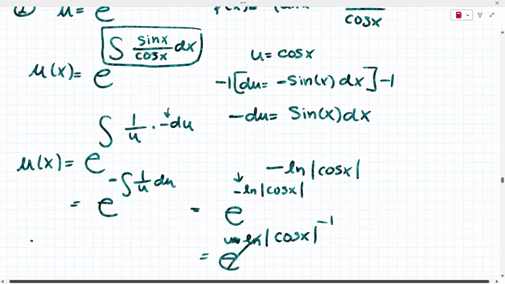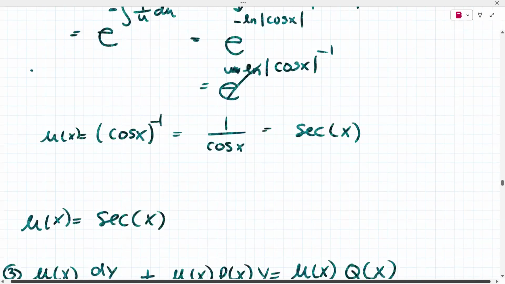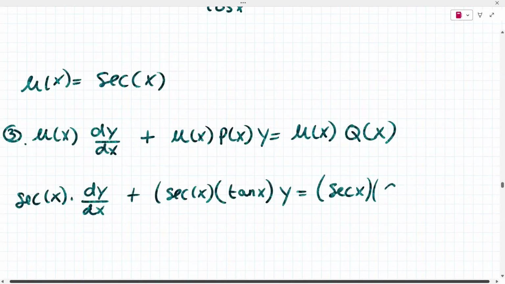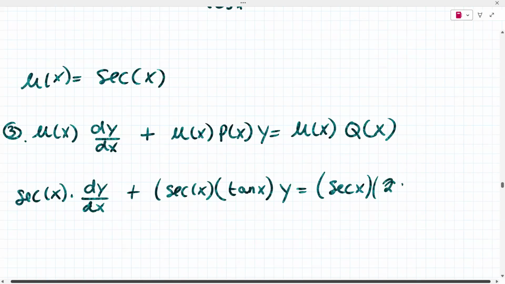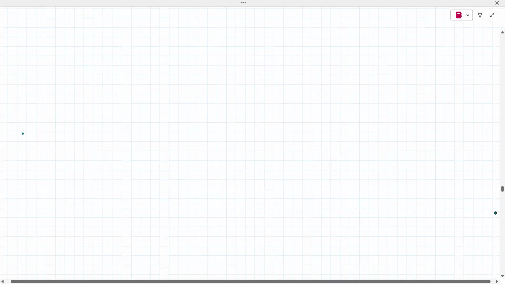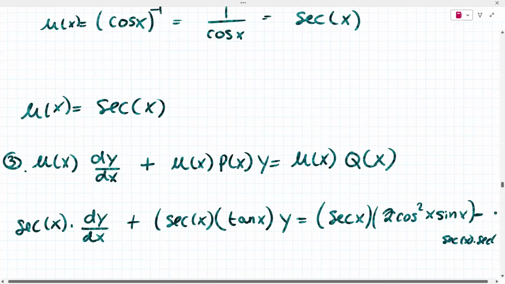So yeah, it's going to be secant of x times 2 cosine square of x sine of x minus secant x times secant of x. Oops.